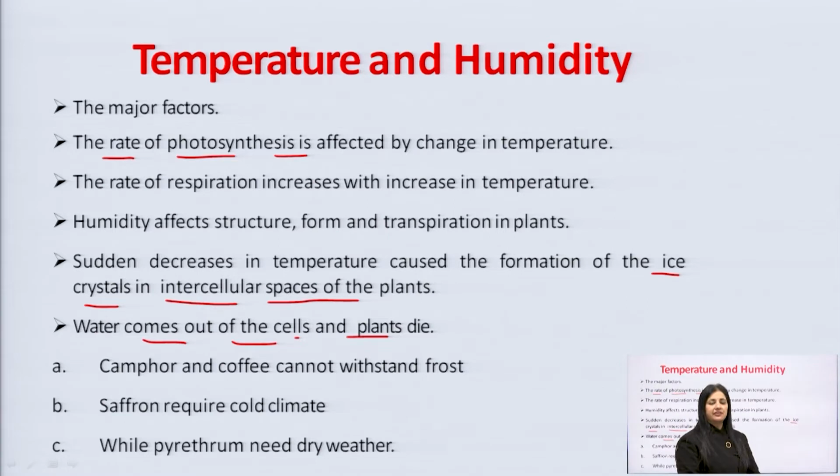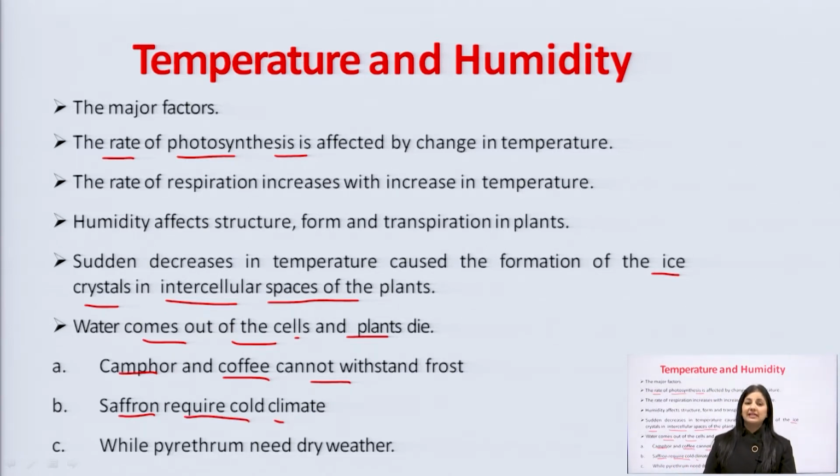Some examples are given where plants have been destroyed because of this. Camphor and coffee cannot withstand frost. They will die in this region. Saffron requires a cold climate. You cannot grow saffron, or kesar, at a hot temperature, while pyrethrum needs dry weather. So, every plant has its own conditions of growth, its own environmental and weather conditions, which have to be taken care of.